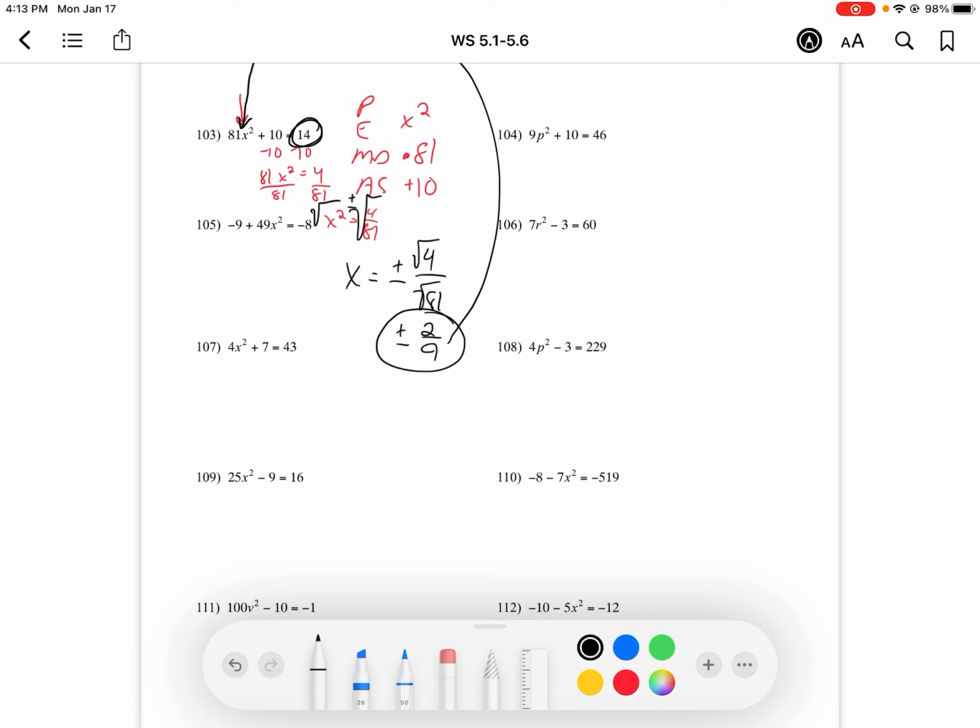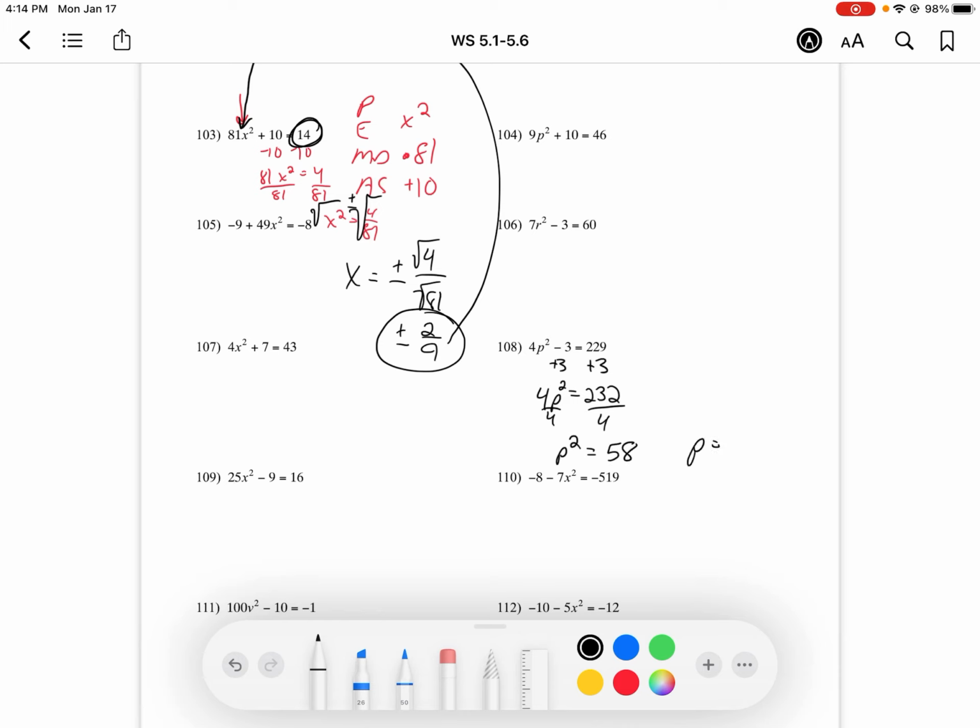Anything else tough here looking? I'll do number 108. So undo the subtraction first. Remember, only if it's in parentheses do we undo the addition or subtraction towards the end. 4p squared equals 232. Uh-oh, I don't have a calculator right on me. Let's see what we can do. 58. Ooh, is that right? 58. I feel pretty good about that.